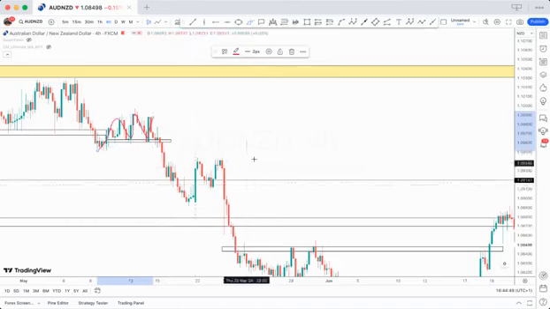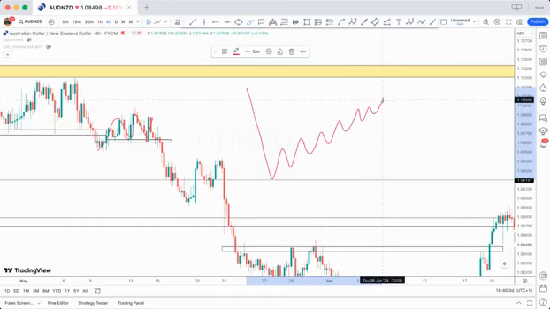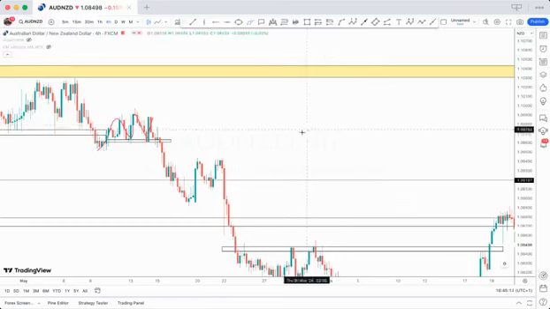Sometimes we could have more than 3 waves, like wave 1, wave 2, wave 3, wave 4, wave 5, wave 6, wave 7. It can continue going as long as it wants, but the minimum is 3 waves. And after a structure breakout, it's a moment where price wants to continue in that direction.